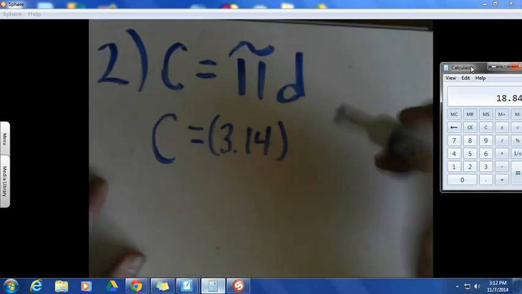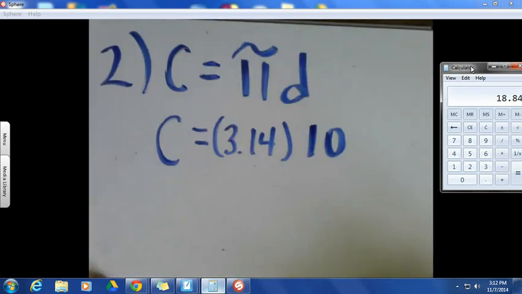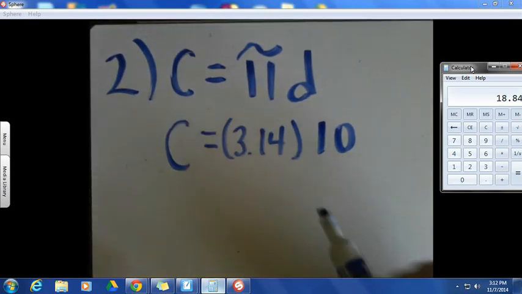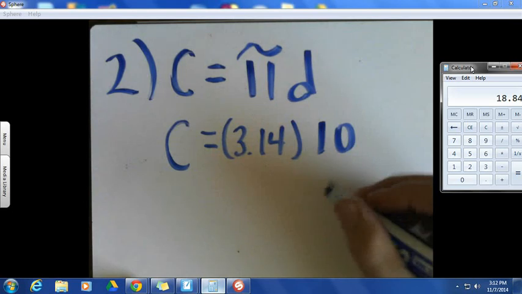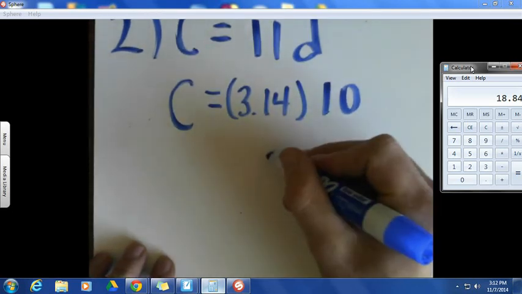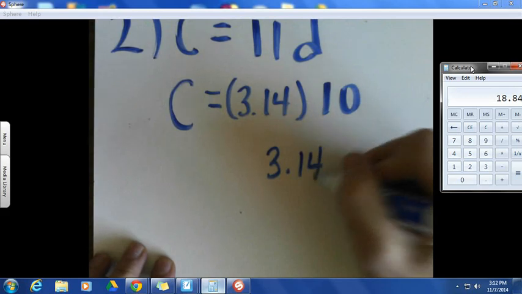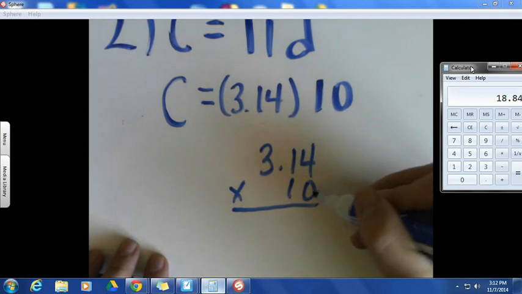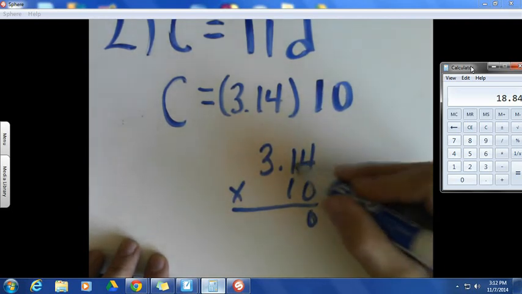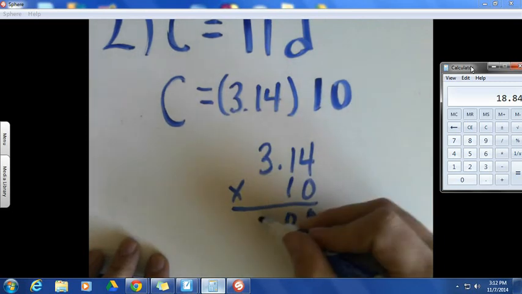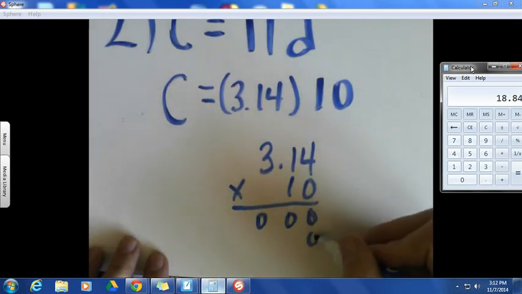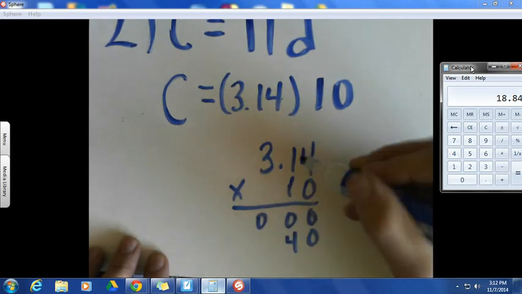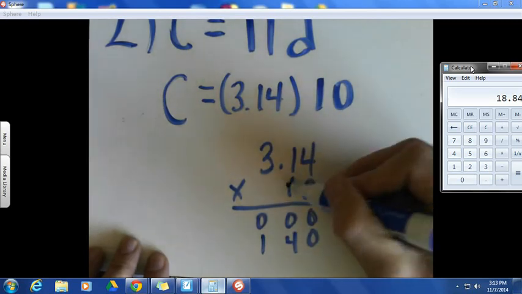So again, this is just multiplication. This number sentence reads 3.14 times 10. Let's do this the long way just to give you an example of how to do that. 0 times 4 is 0. 0 times 1 is 0. 0 times 3 is 0. We're going to add another 0 for our placeholder here. Now, 1 times 4 is 4. 1 times 1 is 1. 1 times 3 is 3.